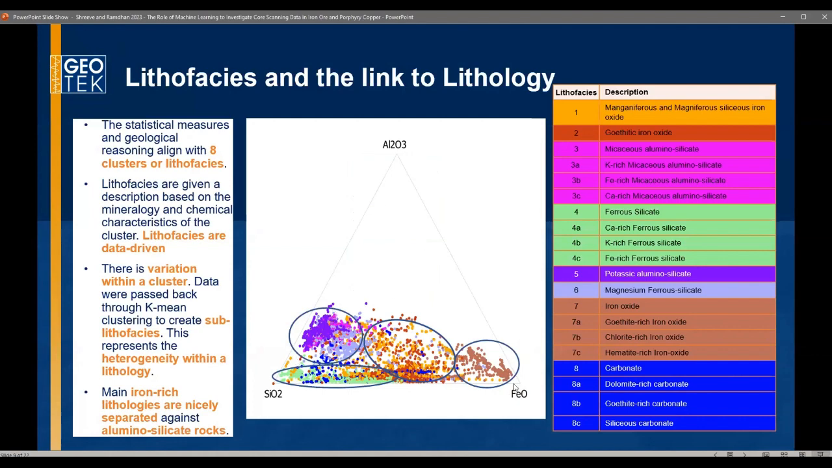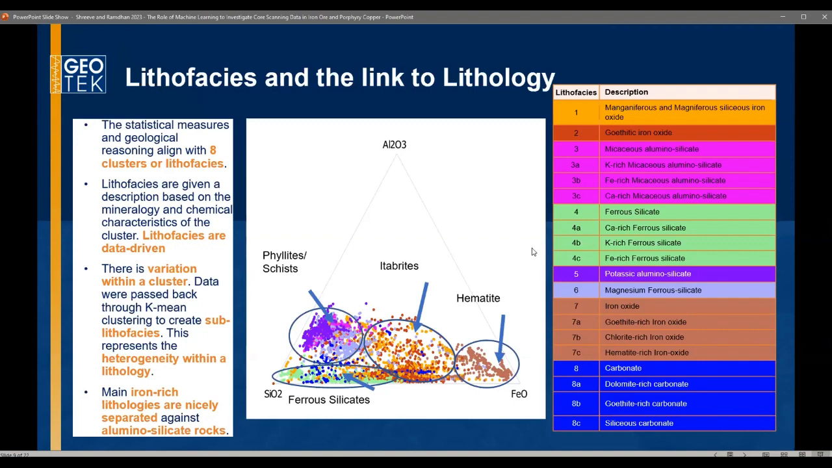So the statistical measures and the geological reasoning tell us that we have 8 clusters or lithofacies, and we can analyze those now by using a series of ternary diagrams and other statistical measures to see how that relates to lithology. This is just one such diagram: iron oxide, silica oxide, and aluminium oxide at the top. And the colors that you see are the different clusters represented on the lithofacies on the right-hand side. And you can see that we get good separation of our clusters in this chemical diagram.